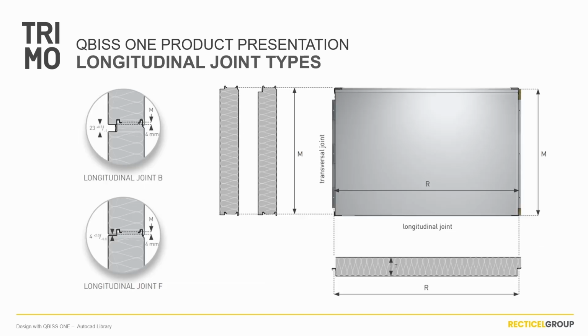Longitudinal joint is formed by a tongue and a groove connection between adjoining panels. We distinguish between B-type and F-joint type. Dimensions of a B joint are 23 per 24 millimeters, whereas F joint type is not emphasized. Longitudinal joint guarantees accurate alignment, mechanical strength, and continuity of the facade.